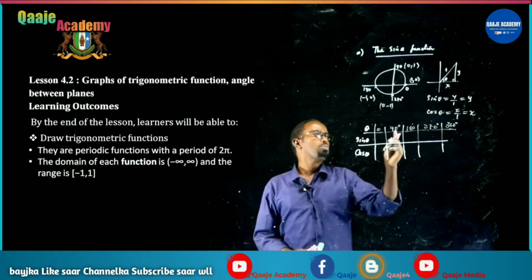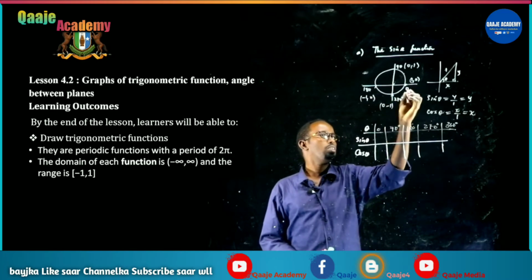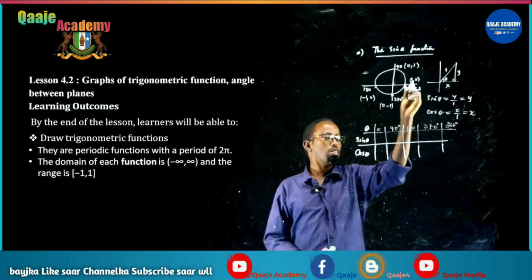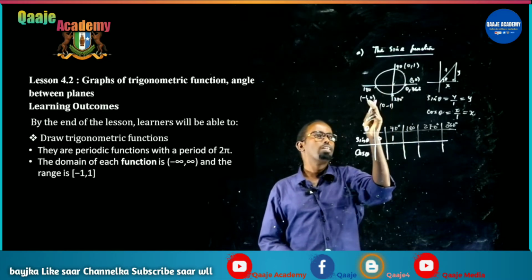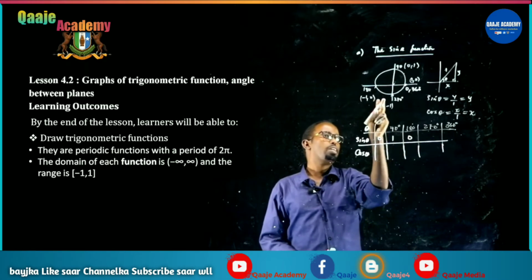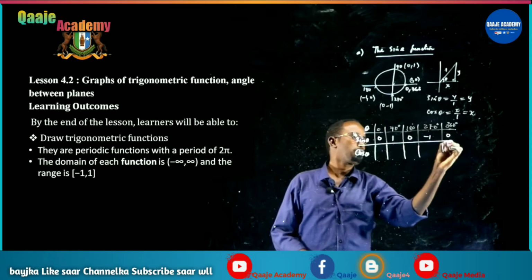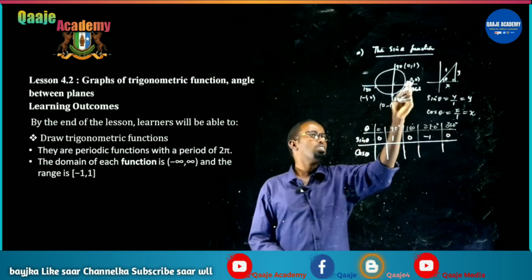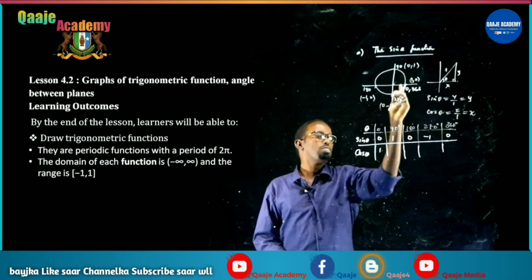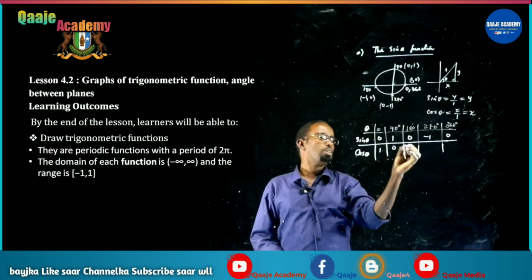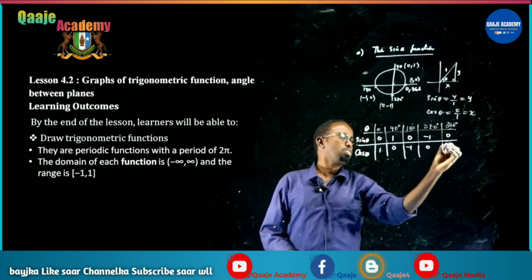Now sine of 0, we know that sine is y. I will be reading all the y values. Sine of 0 is 0. Sine of 90, y is 1. Sine of 180 is 0. Sine of 270 is negative 1. Sine of 360 is 0. So cos of 0, cos is always x, so cos 0 is 1, 90 is 0, 180 is minus 1, 270 is 0, 360 is 1.